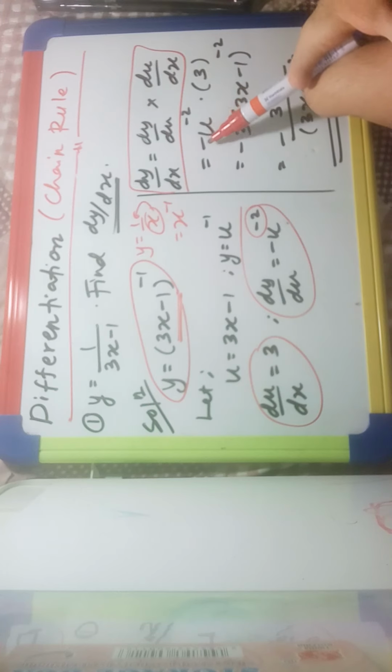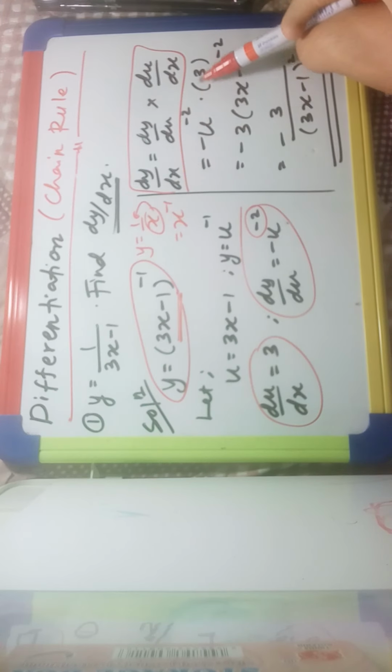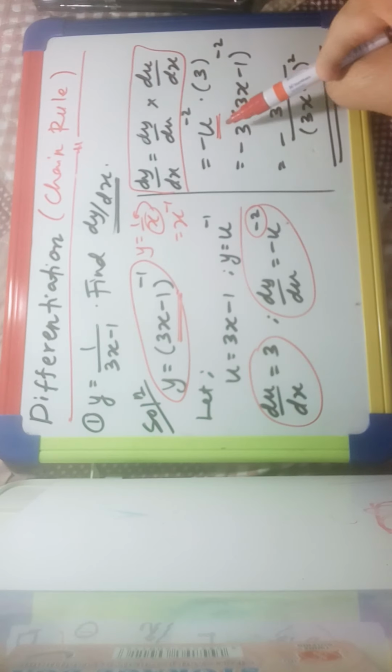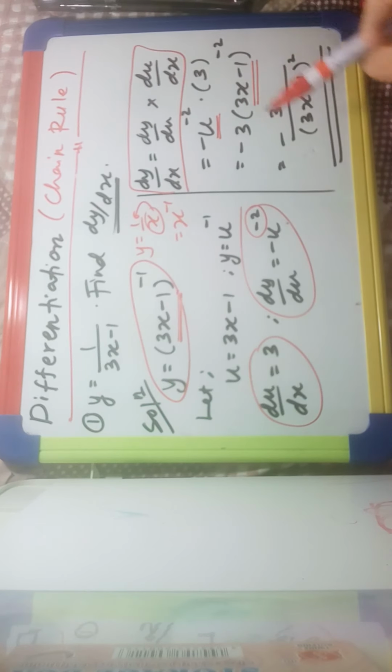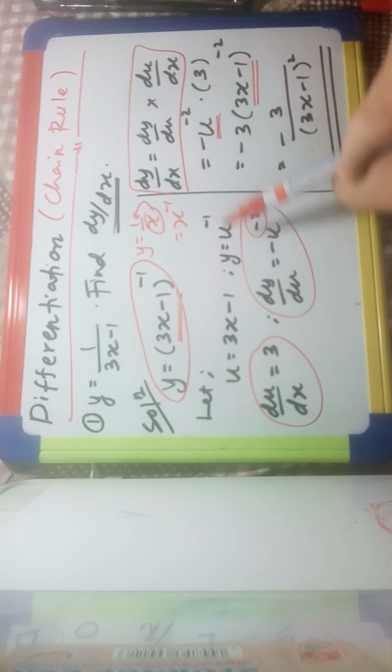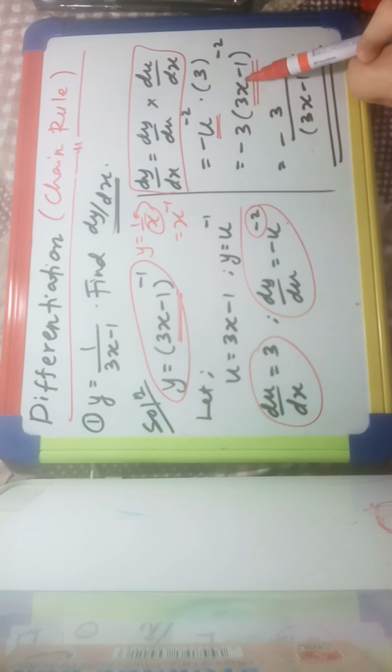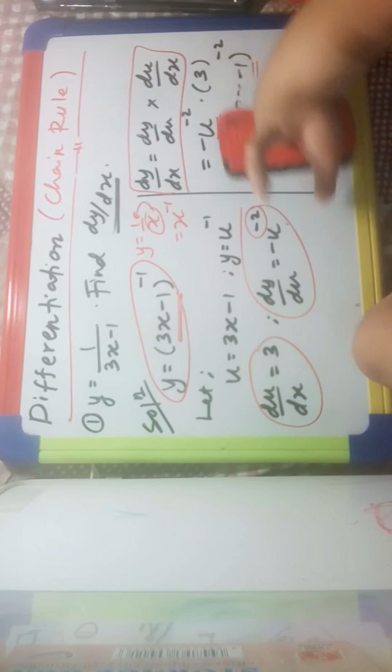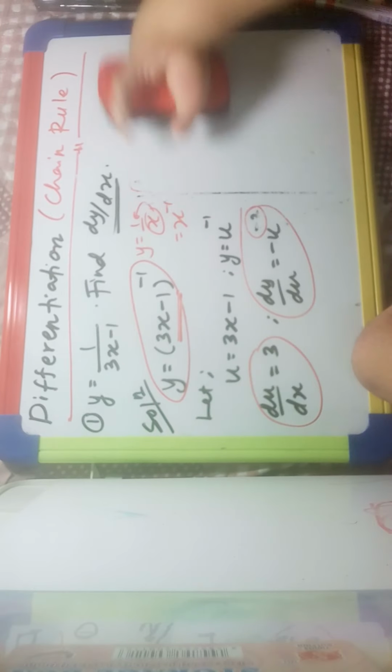So negative u to the power of negative 2 multiplied by 3. Remember, our answer should be in terms of x. Replace back 3x minus 1 over here. So negative 3 in bracket 3x minus 1 to the power of negative 2. Write in proper order, so it's going to be negative 3 over (3x minus 1) squared. This is a simple example. That was example number 1.